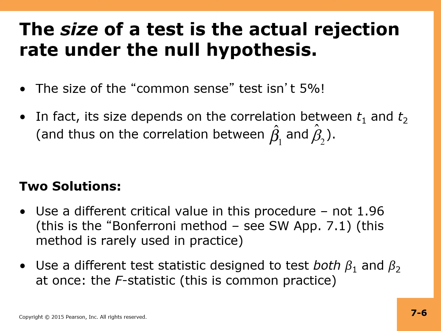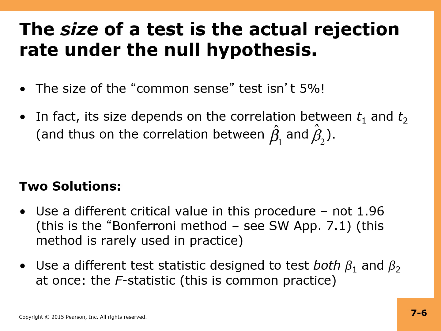Actually, this rejection rate under the null hypothesis depends on the correlation between the first and the second test statistics, meaning it depends on the correlation between beta hat 1 and beta hat 2. There are two different solutions to this problem. The first is to use a different critical value. Instead of the typical critical value of 1.96 for the 5% significance level, we can use a different critical value, and this method is called the Bonferroni method. But in practice, we rarely use this method.